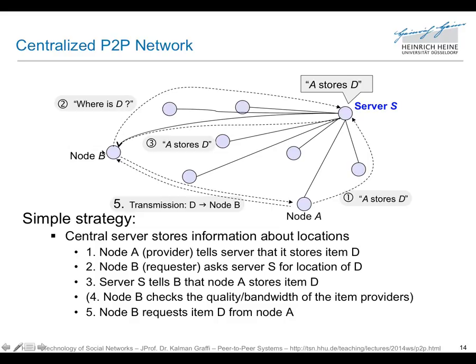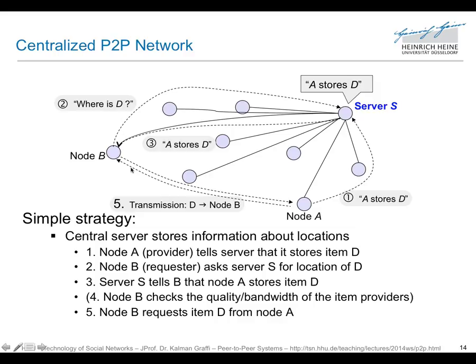Then the next step is that node B contacts the server: I would like to have a file with these specifications. It should be a song by, I don't know, any artist. Justin Bieber, I don't know. And then the server tells, okay, I have information about this file. I have a few matches. At least node A is storing the file, and he's responding back.